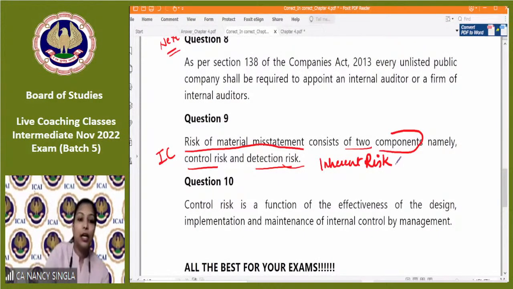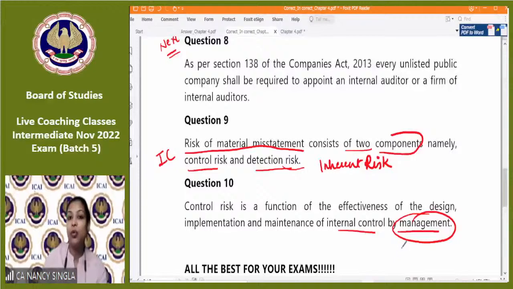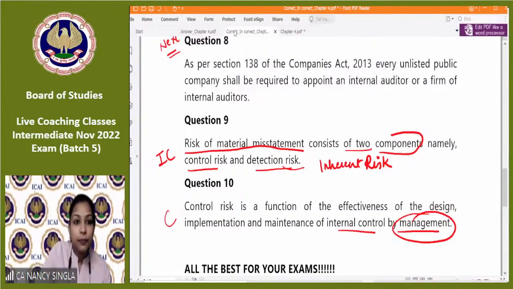Okay? Now the 10th one: control risk is a function of effectiveness of the design, implementation and maintenance of internal control by management. If I would have written here by auditor, then it would have been incorrect. Now it is what? Correct. Okay? Is it clear? So just a minute, let me just open the MCQ sheet also.